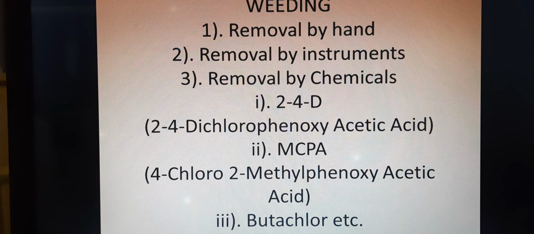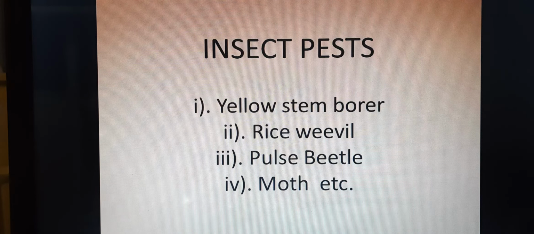So, weeding is done mainly by removal by hands if the field is small, or number 2 is removal by instruments like khurpa and other things, and mainly in larger fields removal by chemicals. The chemical most used is 2,4-D, 2,4-dichlorophenoxyacetic acid. This is used maximum, and 4-chloro-2-methylphenoxyacetic acid is called MCPA, that is also used, but maximum used is 2,4-D. It is also called a selective weedicide. Then there is butachlor, etc. Different types of weedicides are used to kill the weeds.